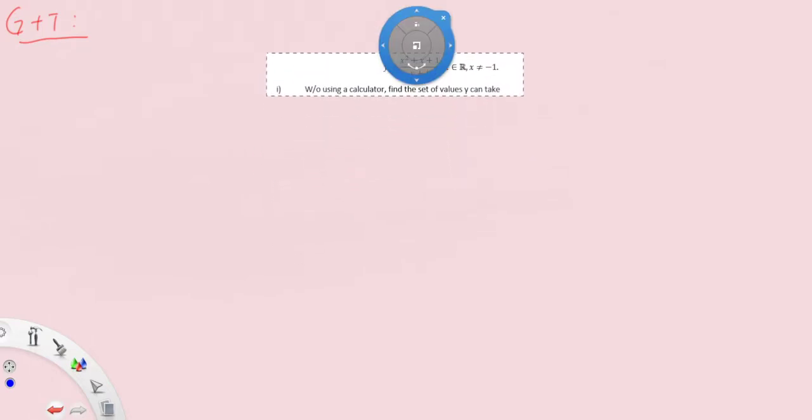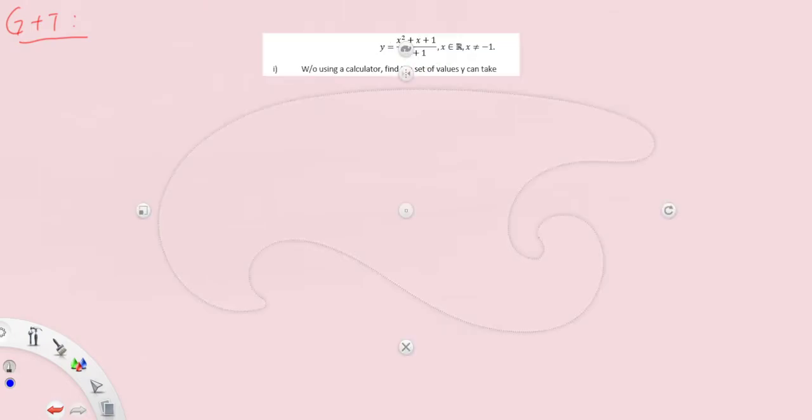Hey everyone, continuing our graphs and transformation, we'll look at this example right here. It's a specific type of question that will appear in the H2 math syllabus. So we have this rational function, our polynomial rational function, where we need to find a set of values y can take without using a calculator. So how are we going to do that? What do you mean by find a set of values y can take?